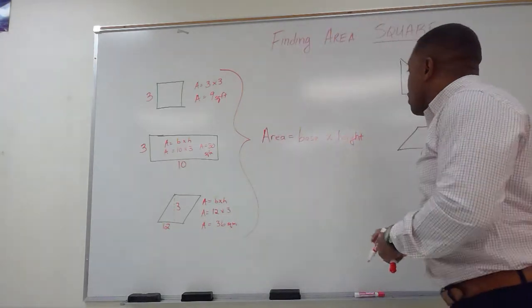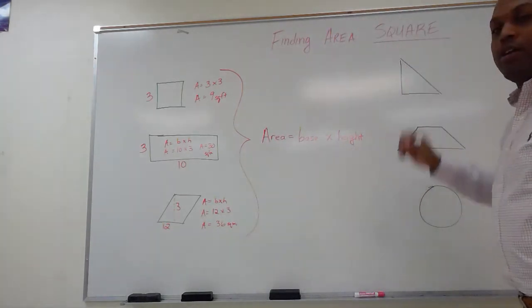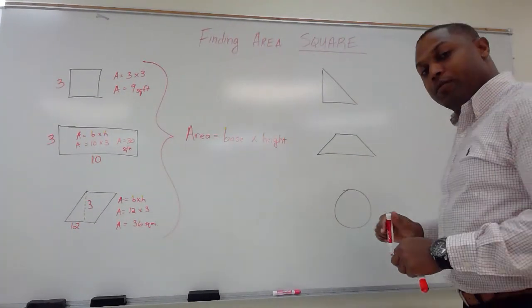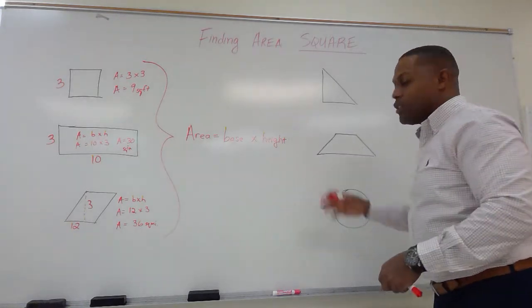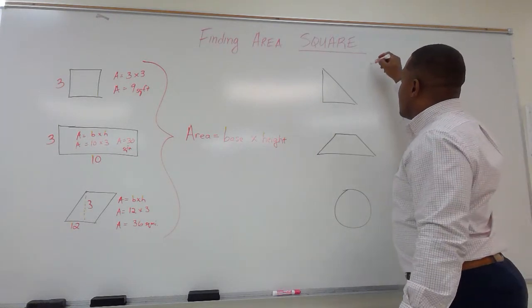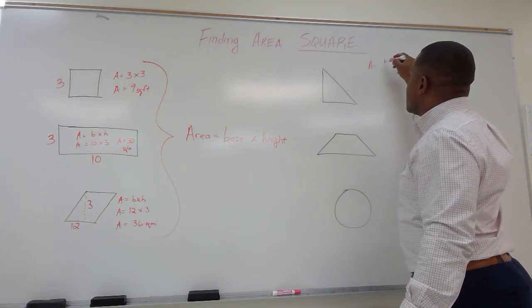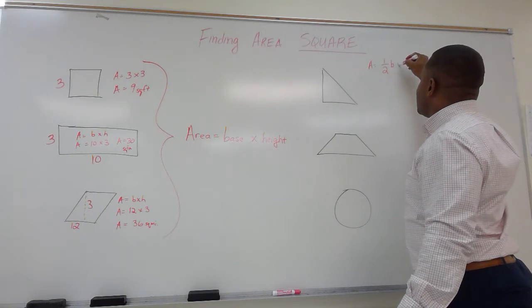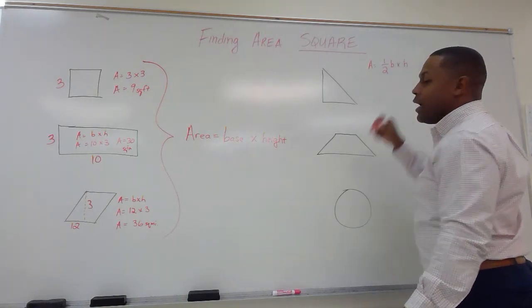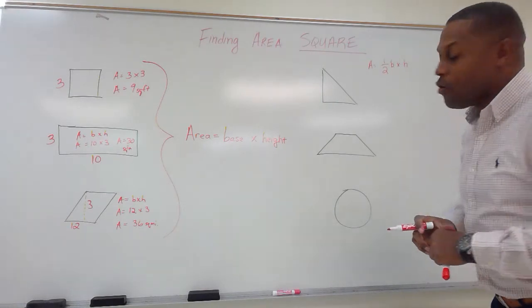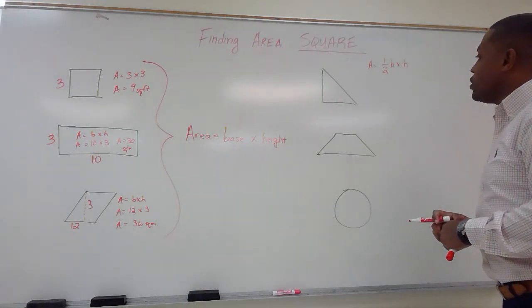Moving right along, we have a triangle here, which is going to require a different formula than these three. That's why I put it on this side. So the area for a triangle is 1/2 of the base times the height. That's just the formula that has been provided, and so that's what we're going to use.